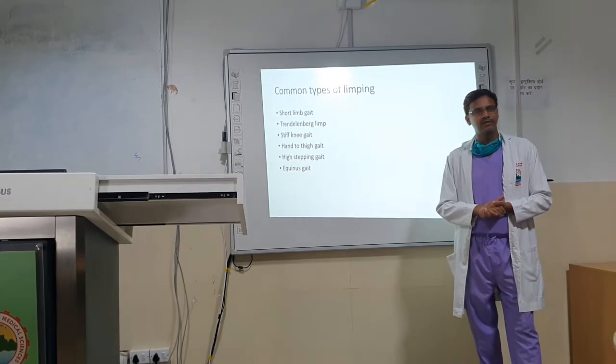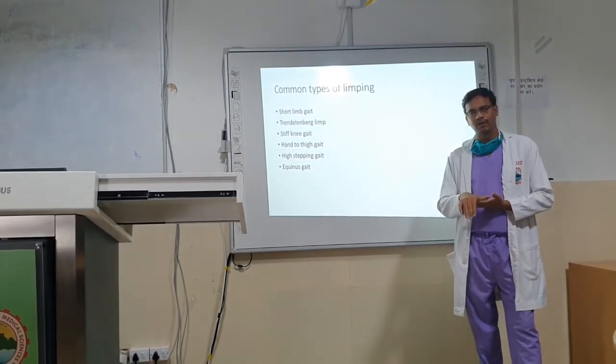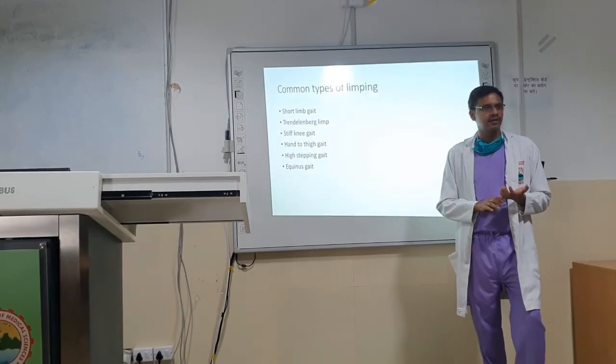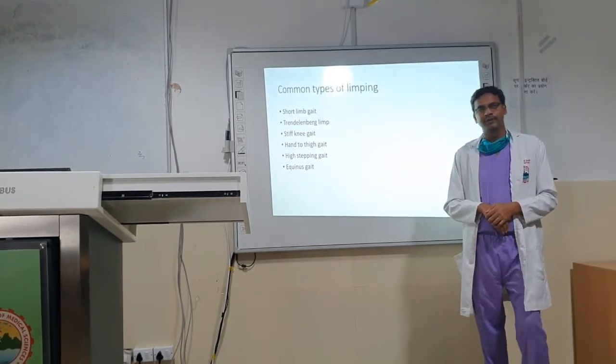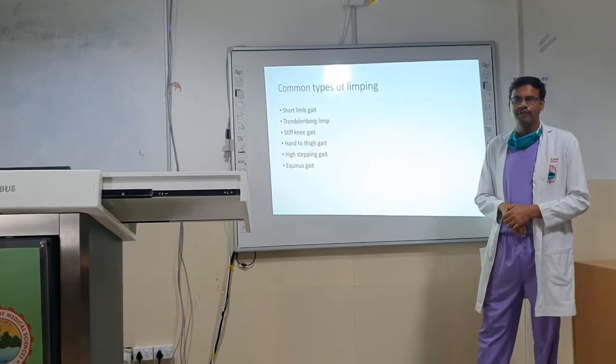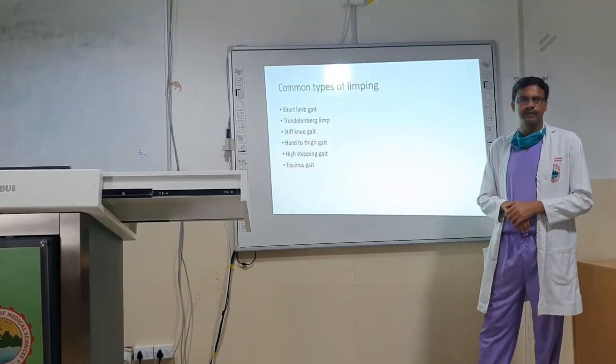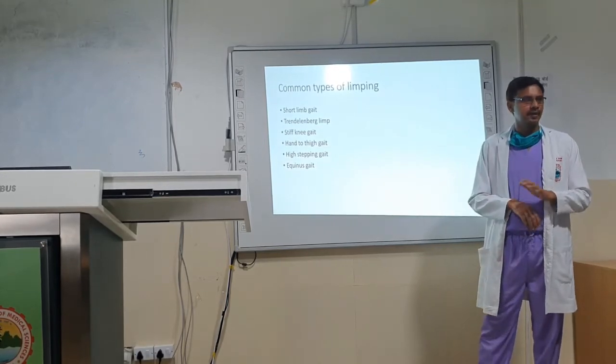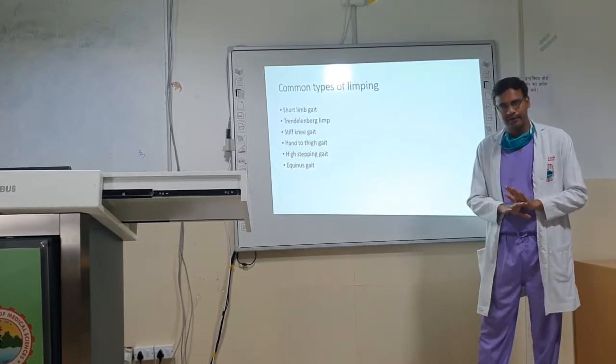The child may try to compensate by equinus, while on the opposite side he may try to flex the knee as well as hip. Okay, so these are the compensatory mechanisms. While if LLD is severe, then these compensatory mechanisms may fail and it may be completely revealed.